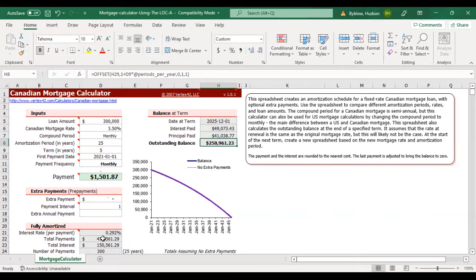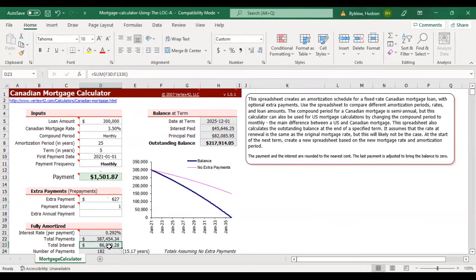Okay, how does that impact down here at the fully amortized amount, which is like at the end of the mortgage? So right now, if I have no prepayments, I'm paying $150,000 in extra interest. If I just double up the principal, my interest is going to go down to $86,000. So I've saved $44,000 of interest. But this is saying over the life of the whole mortgage. Okay, so that's just a simple double up.